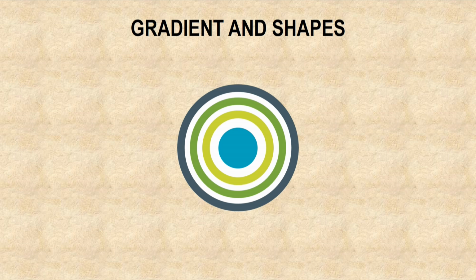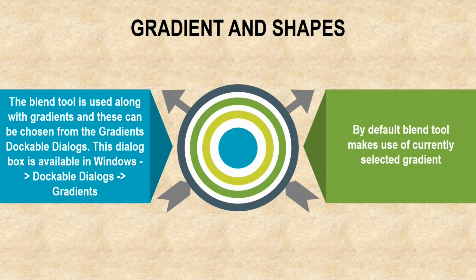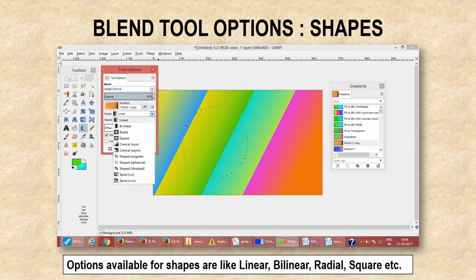Gradient and shapes. The blend tool is used along with various gradients, and these can be applied in different shapes. The gradient dialog box can be opened from Windows, dockable dialogs, and then the gradient option. By default, the blend tool makes use of the currently selected gradient. In this figure, we can see that in the currently drawn rectangular section, a linear gradient is applied.